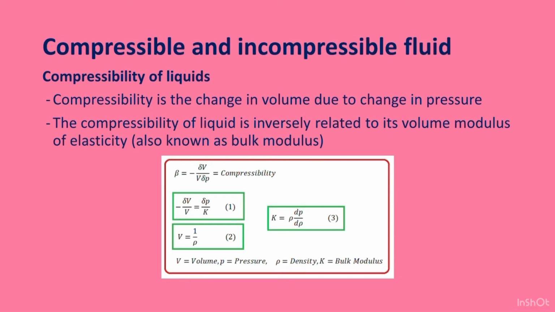Next is compressible and incompressible fluid. For the compressibility of liquid, compressibility is the change in volume due to change in pressure. The compressibility of liquid is inversely related to its volume modulus of elasticity, also known as bulk modulus. The symbol for compressibility is beta. This is the formula to find compressibility.